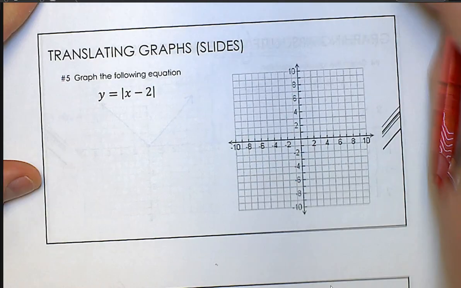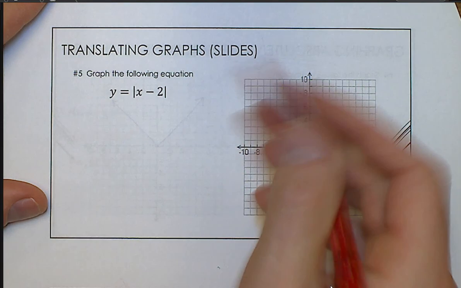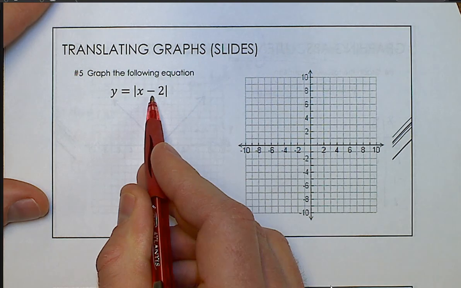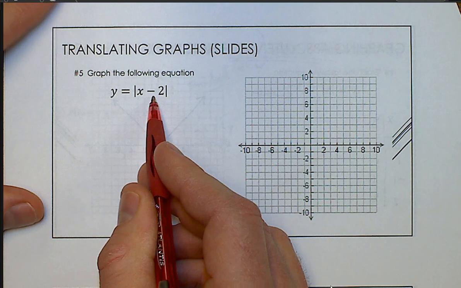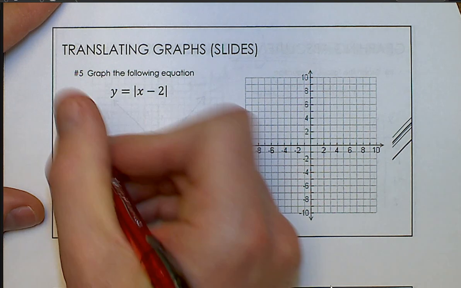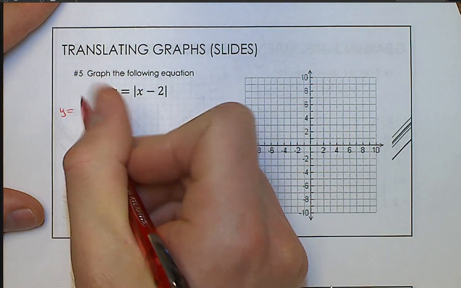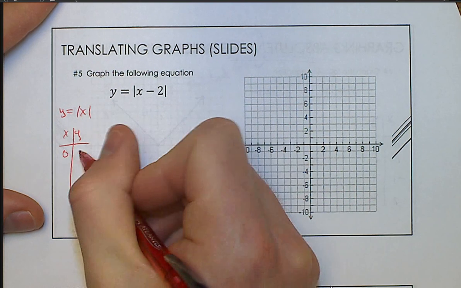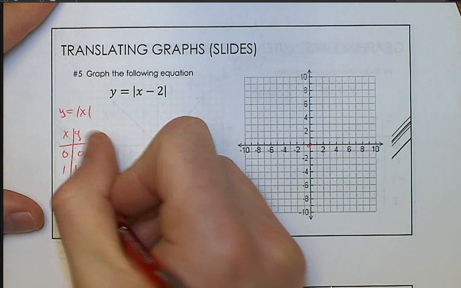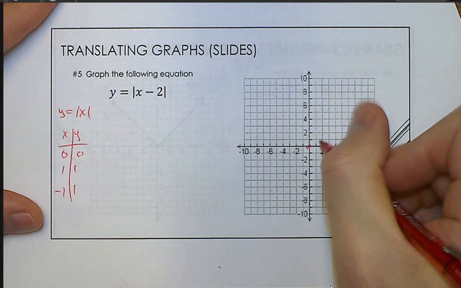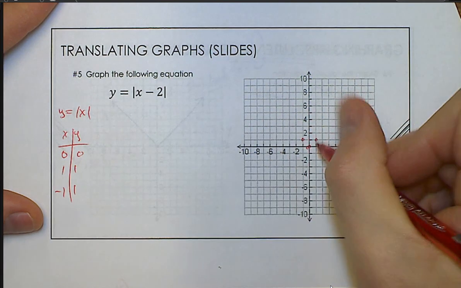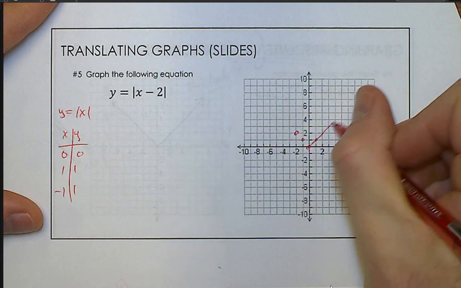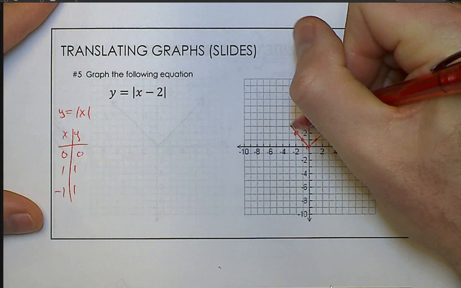So what you want to be able to do is ask yourself, how is this changed from the parent function? Okay, and if you need to, go back to the parent function of y equals absolute value of x, just to show you here, to prove to you: 0, 0, I'll graph this in red, 1, 1, negative 1, and 1. Okay, 2 and 2, negative 2 and 2. Remember, I'm taking the absolute value, that's why I'm getting positive 2 here. So there's the parent function.